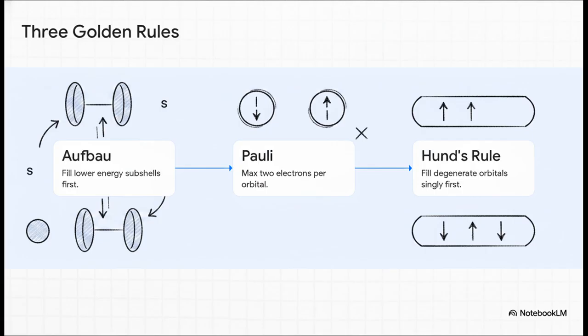Step 2, the Pauli exclusion principle, dictates that a single orbital can hold a maximum of 2 electrons and they must have opposite spins. And Step 3, Hund's rule, says that for orbitals with the exact same energy, you've got to fill them singly with parallel spins before you start pairing them up. Kind of like people taking empty seats on a bus before choosing to sit next to a stranger.